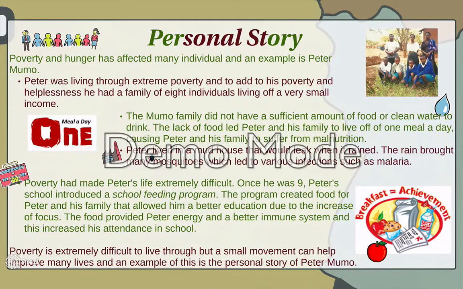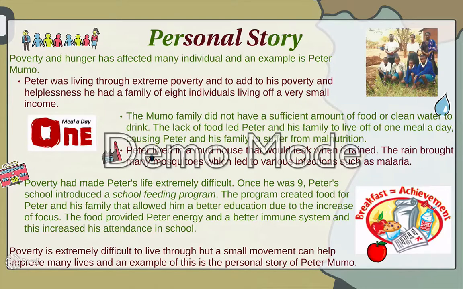Personal story. Poverty and hunger has affected many individuals. An example is Peter Momo. Peter was living through extreme poverty and to add to his poverty and helplessness, he had a family of 8 individuals living off a very small income. The Momo family did not have a sufficient amount of food or clean water to drink.